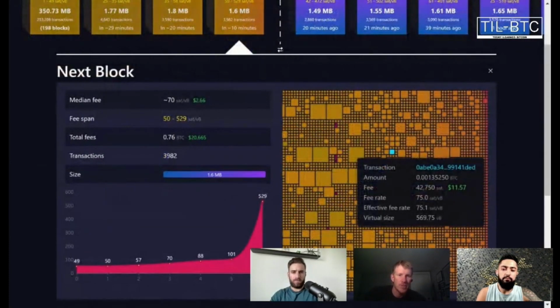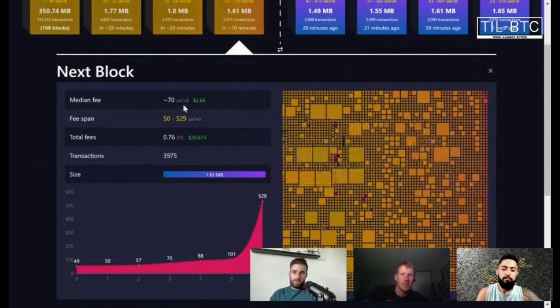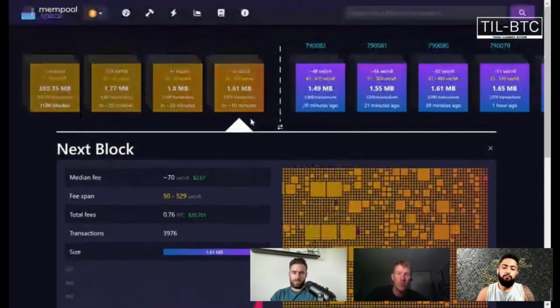Everyone's paying different rates, but the majority going rate here, you can see over here, median fee. Median's maybe not the best, but 70 sats per vbyte is probably going to get you into this. If you wanted to play it really safe, maybe you go like 80 sats per vbyte, and you'll almost guaranteed get into that block.